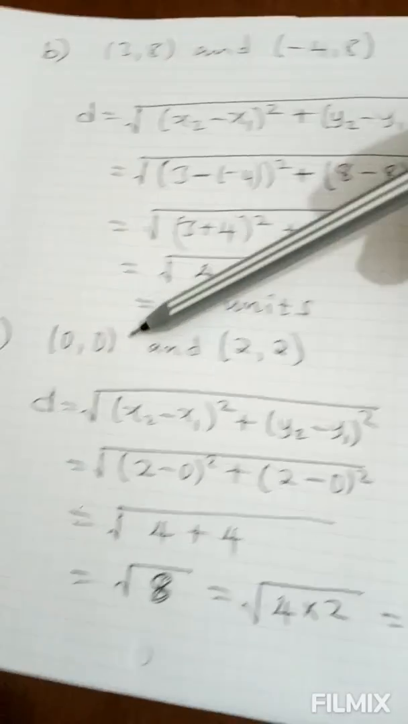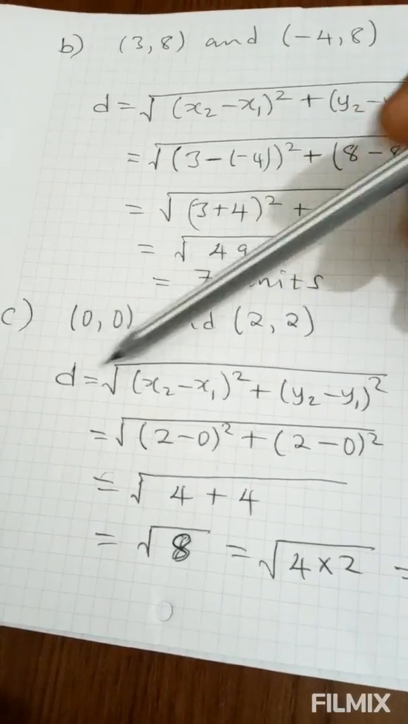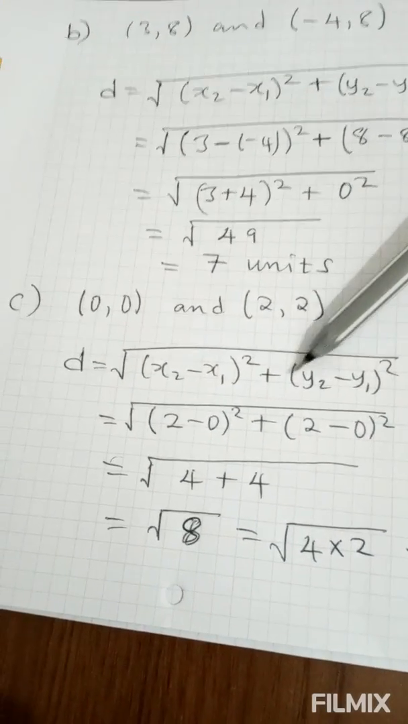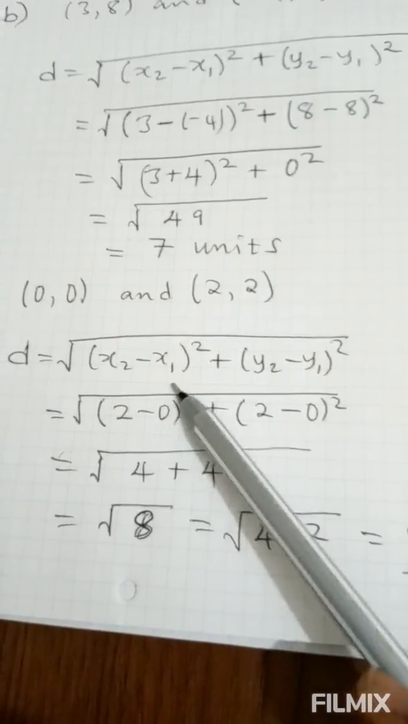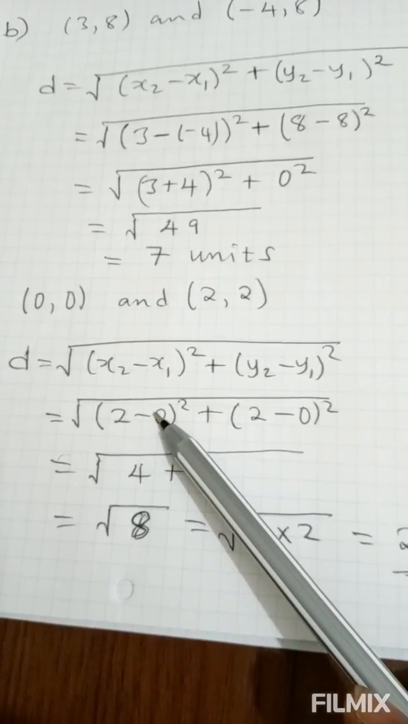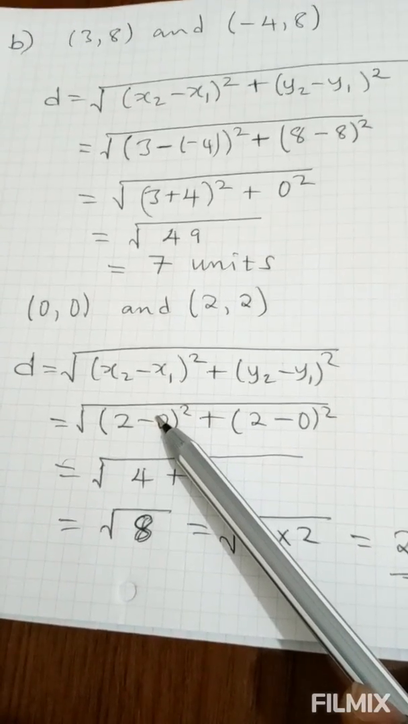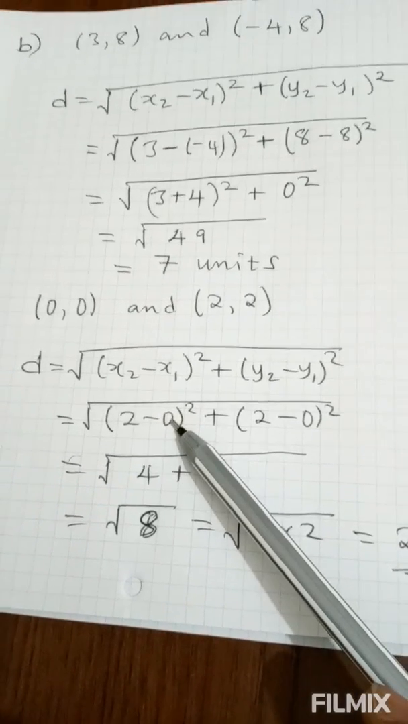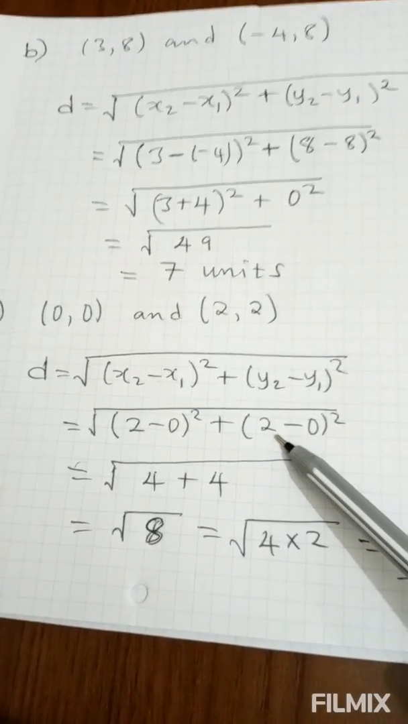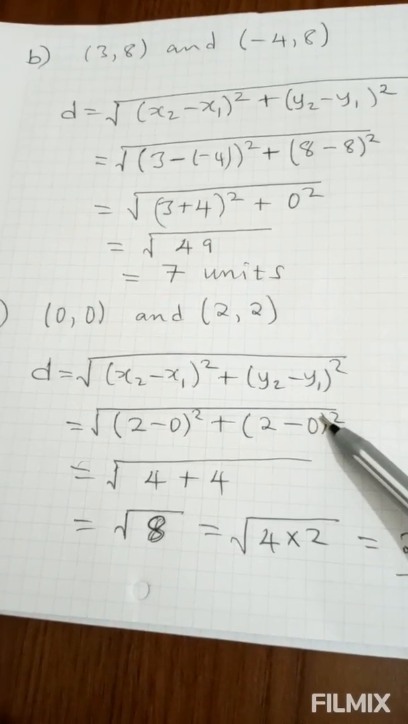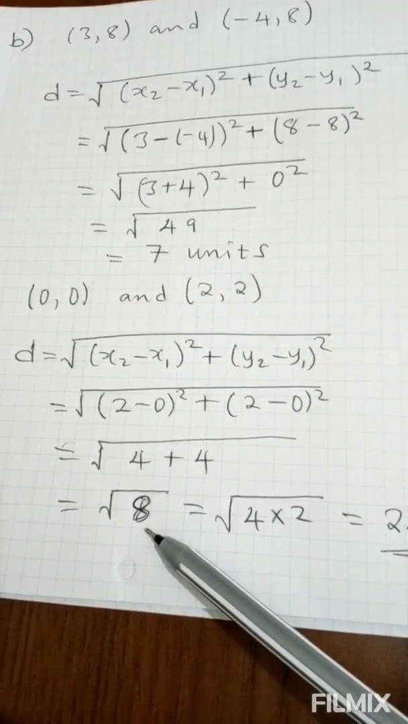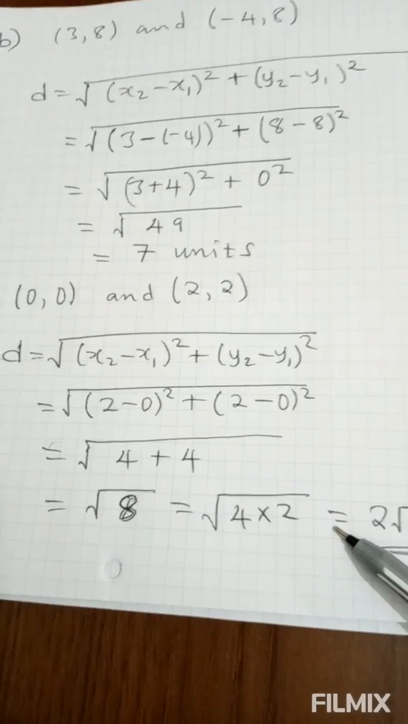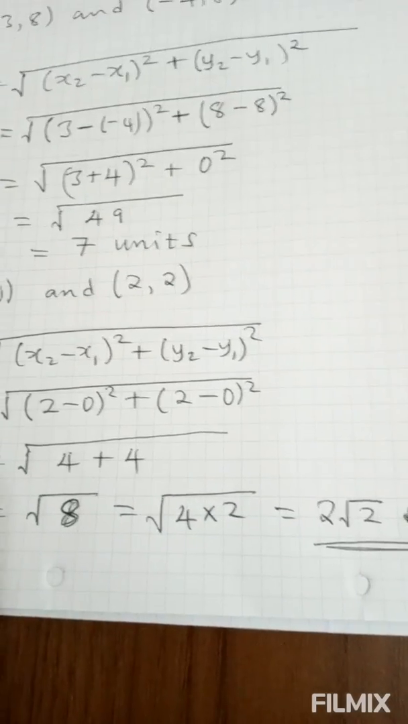So for C we have (0,0) and (2,2). We're using the same formula. We just need to add these values in the formula. So we choose x2 to be 2 and x1 to be 0, and we choose y2 to be 2 and y1 to be 0. Performing that, we have 4 plus 4, and this is the square root of 8, which is the square root of 4 times 2. The square root of 4 is 2. That is 2 square root of 2, 2 root 2 units.